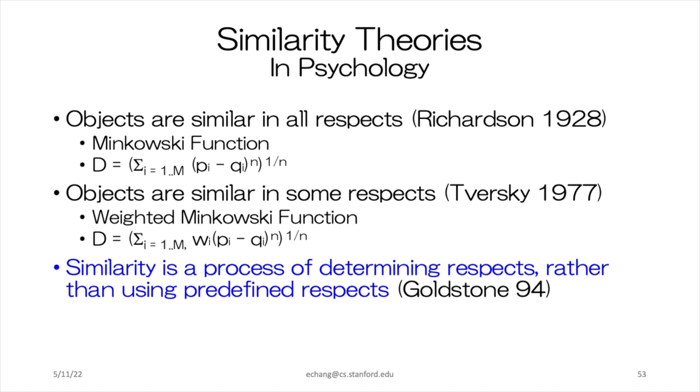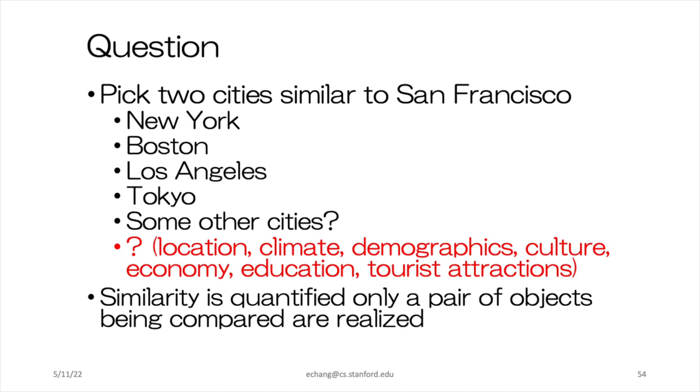not respect or determine for you. So therefore, this example I put in one of our publications was quite interesting. So the question is, pick two cities similar to San Francisco, right? So I assume, let's not do this experiment here because of time limitation, but my assumption is that you may pick two different sets, right?